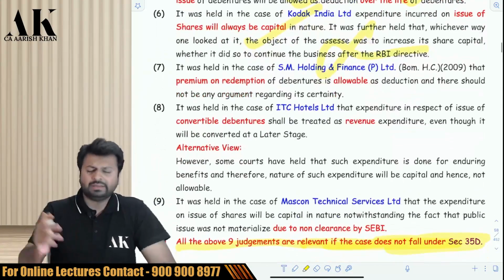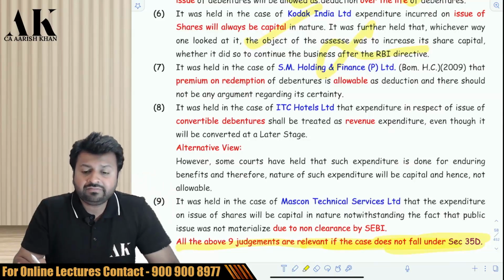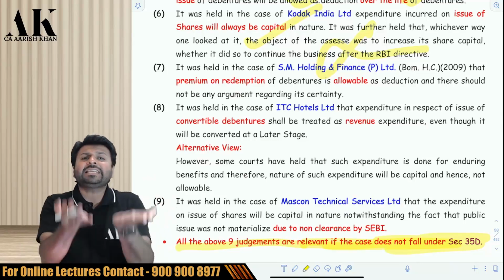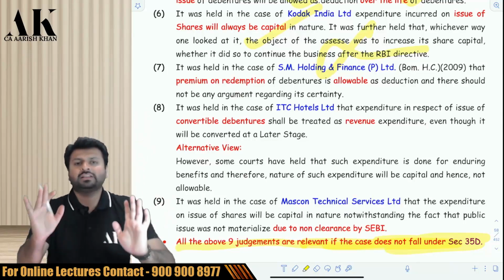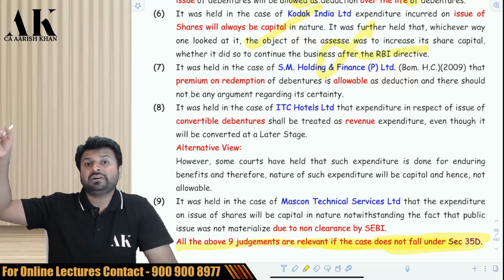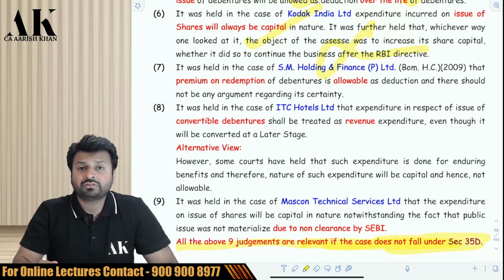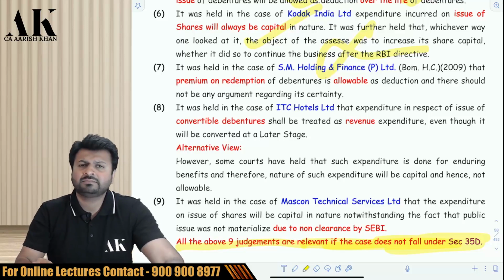If you go through all of them, they will give you the same picture. I am not going ahead. All of them will tell you the same thing: if your intention is to raise the permanent capital base of the business, it shall not be allowed as deduction because it is capital expenditure. You are going to get enduring benefit out of it. Enduring means never-ending benefit. Till the time the company exists, you will benefit from it. Therefore, it shall not be allowed as deduction, as simple as that.